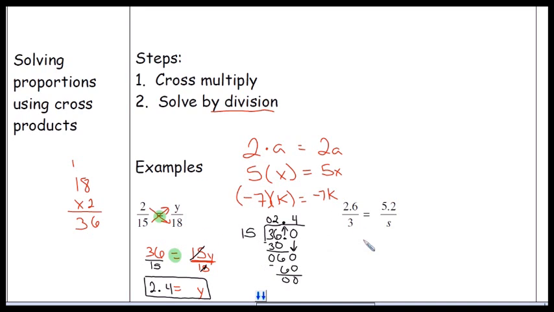Okay, all right. So here's 2.6 over 3 equals 5.2 over s. Well, the way we're going to solve this is we're going to use cross multiplication, then we're going to divide. So multiply, then divide. All right, so here we go.